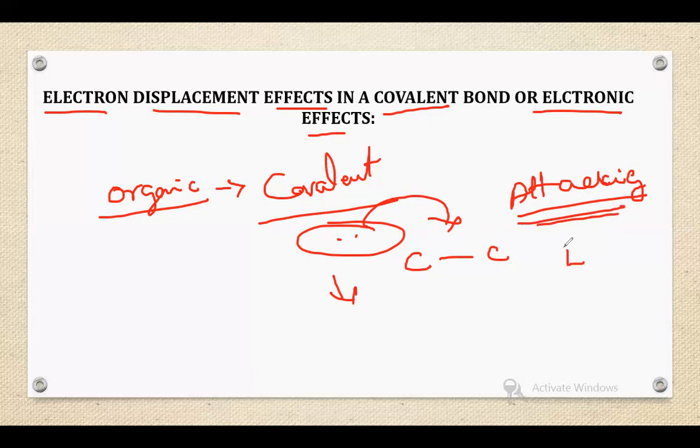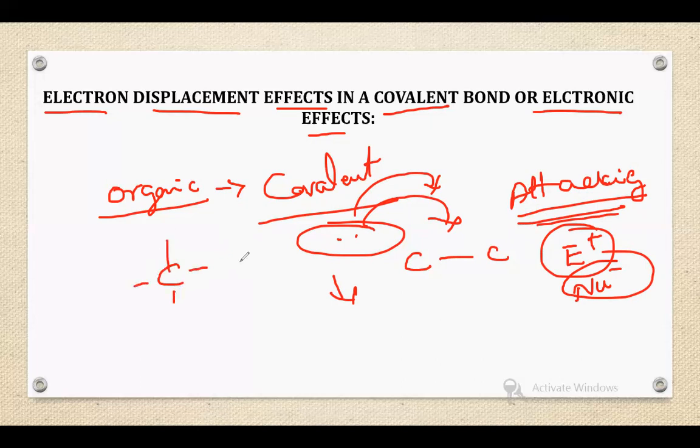We know that the attacking reagent may be an electrophile or a nucleophile. In the presence of an electrophile or nucleophile, electron displacement will take place, or due to the group attached to the carbon itself, any other group, the displacement of electrons will take place. We need to study in detail the electronic displacement in a covalent bond. That is what we call electronic effect. This electronic effect is classified into majorly four types.